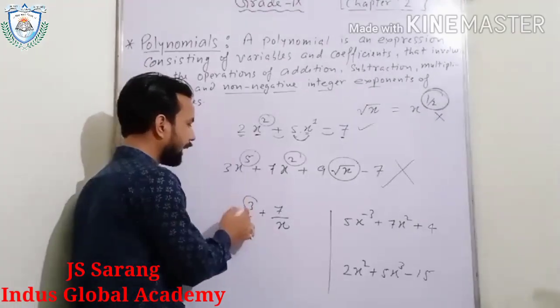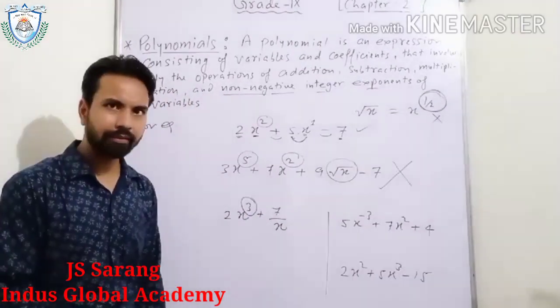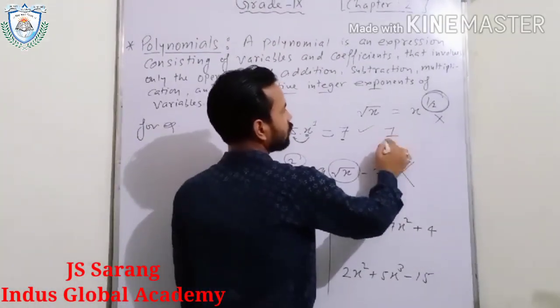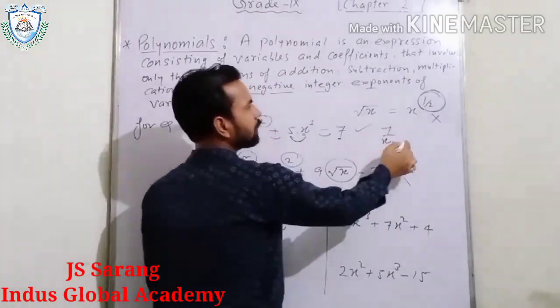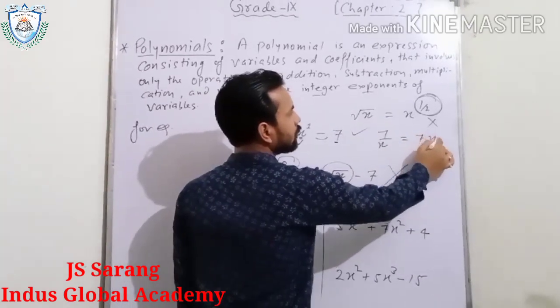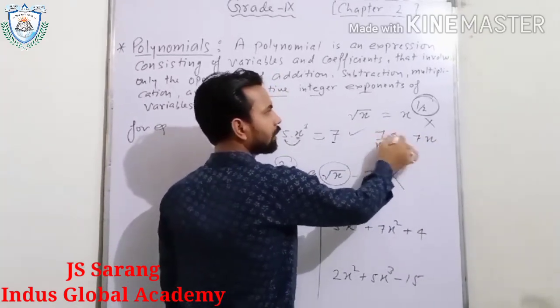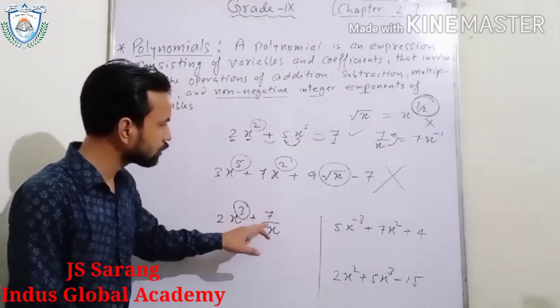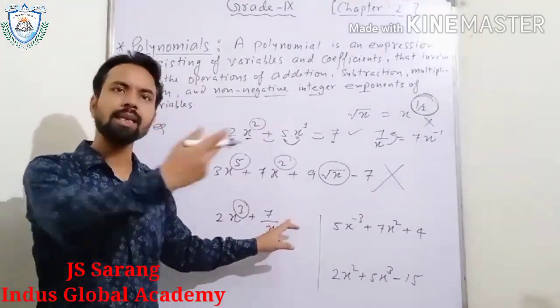Here the power of x is 3. This is a non-negative integer. But here, 7 upon x. We know that if x is in the denominator, or if we want to write it in the numerator, the power will be negative. So it is x to the power minus 1. So 7 upon x has x to the power minus 1.